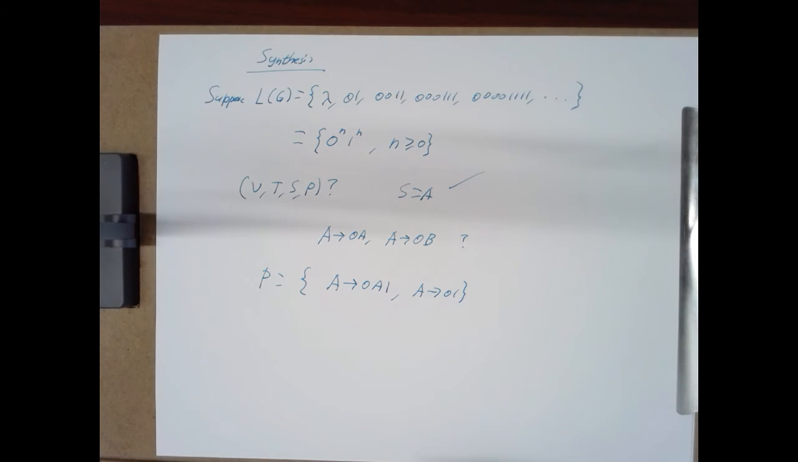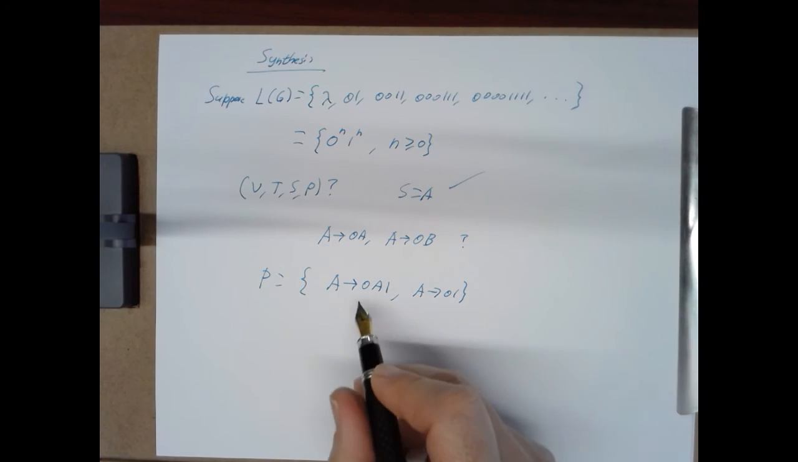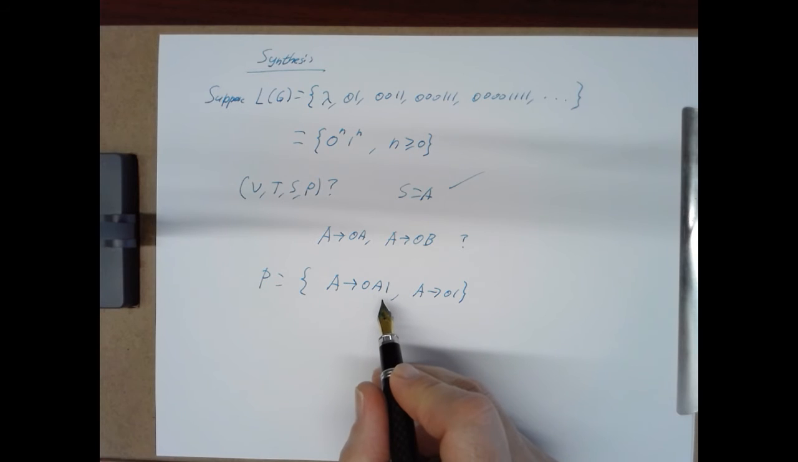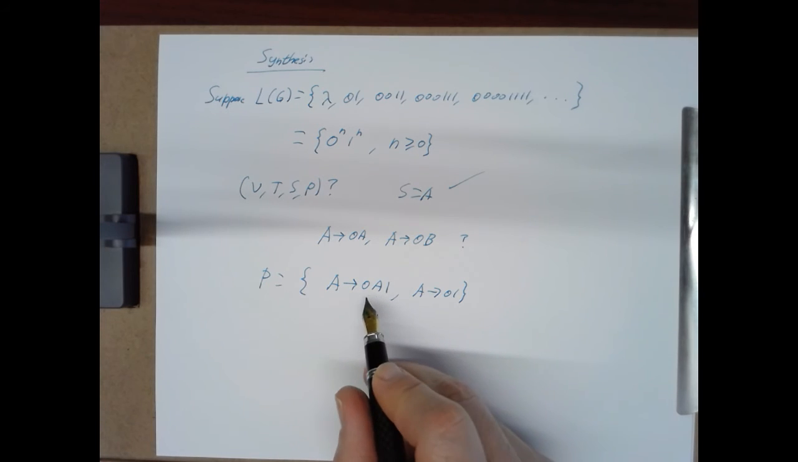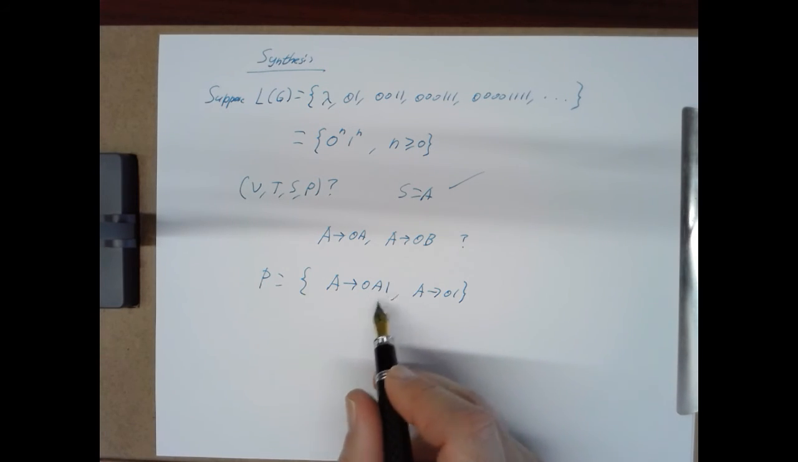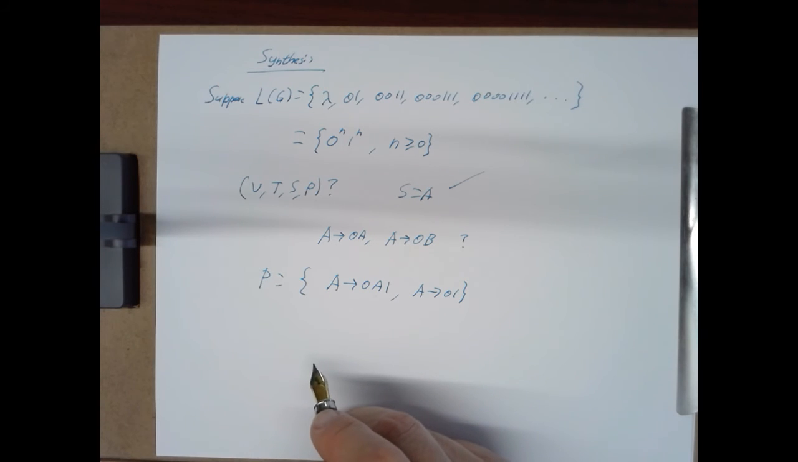All right, so this will get us to 0 1 directly. It will also get us to 0 0 1 1, which will also get us to 0 0 0 1 1 1. Cool, I like that. That's awesome. What about the empty string?